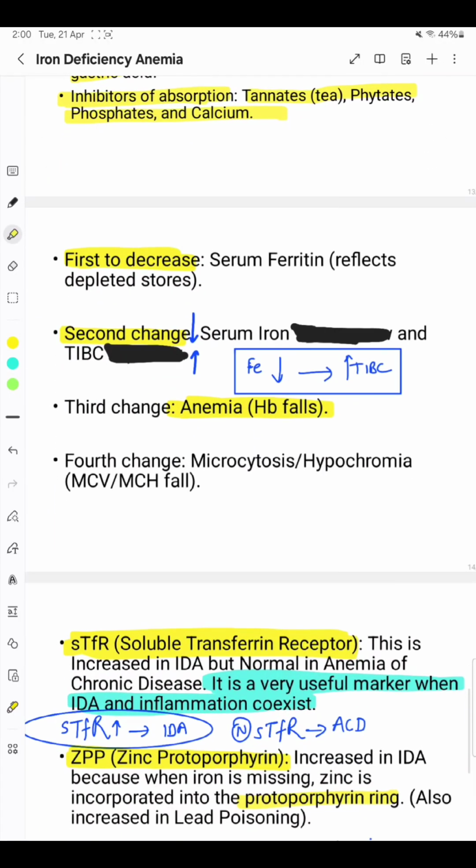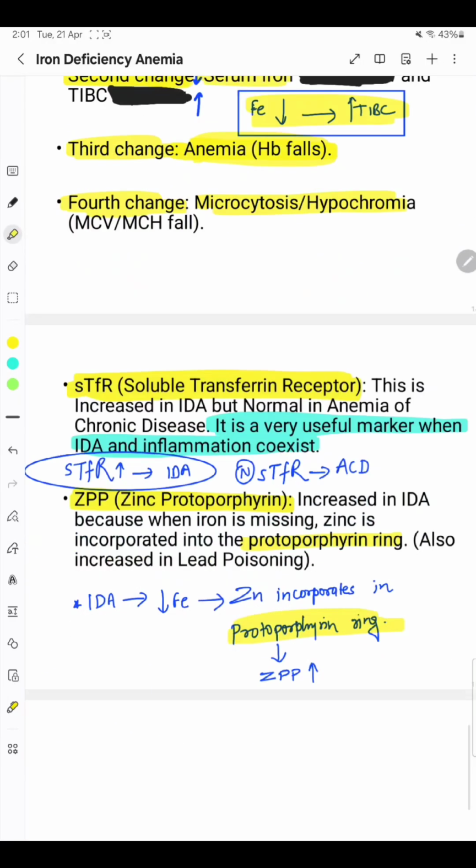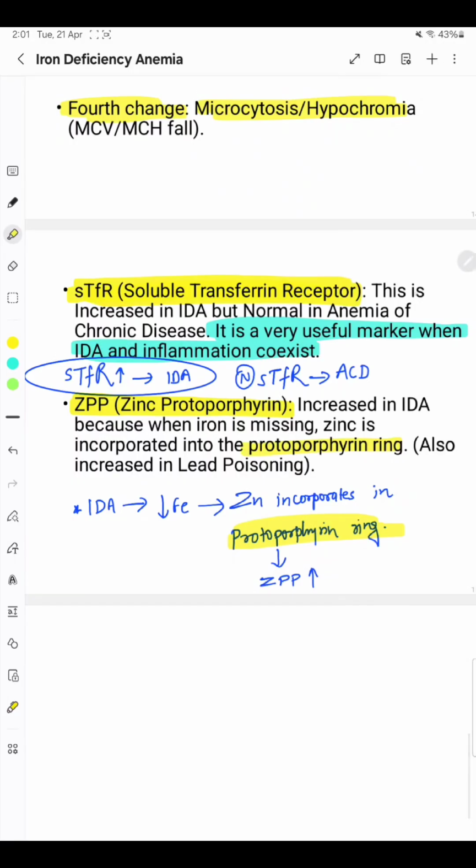First to decrease in iron deficiency anemia is serum ferritin due to decreased iron store. Second is serum iron level and increased total iron binding capacity. Third change is anemia due to decrease in hemoglobin level, and fourth change is microcytosis and hypochromic condition. Soluble transferrin receptors are increased in iron deficiency anemia but normal in anemia of chronic disease. This is a very useful marker when iron deficiency anemia and inflammation coexist.